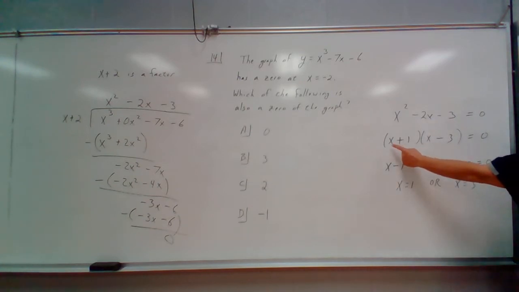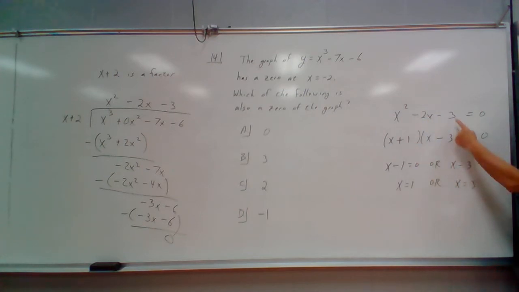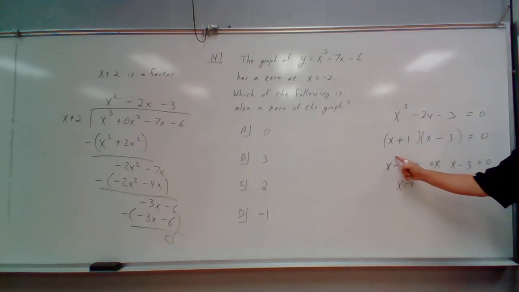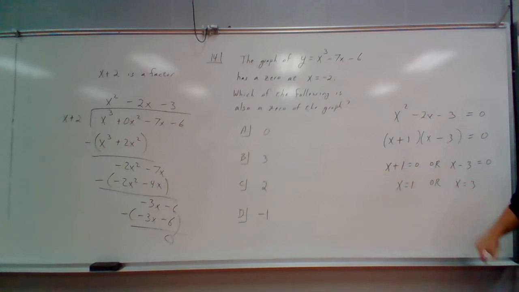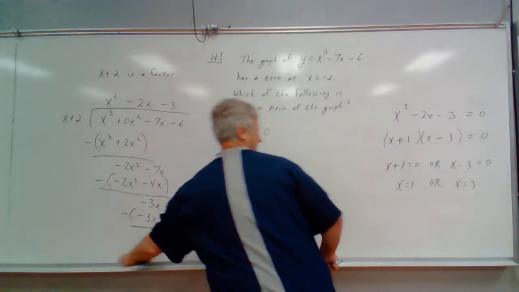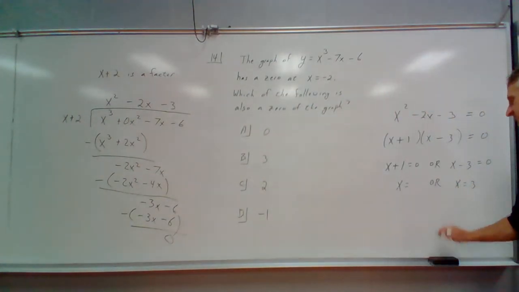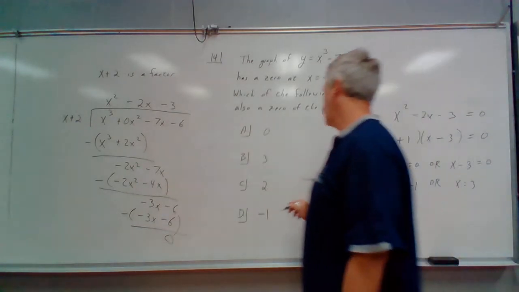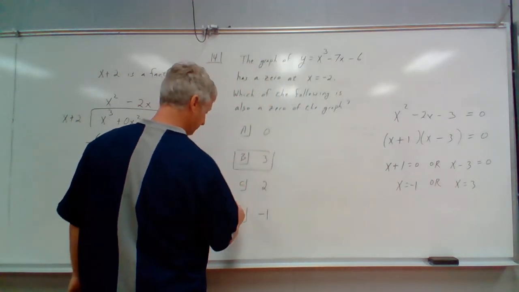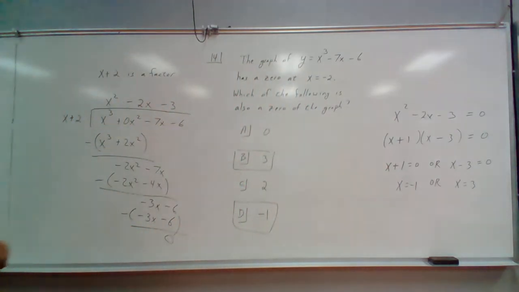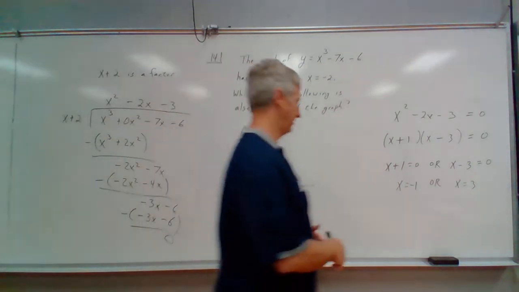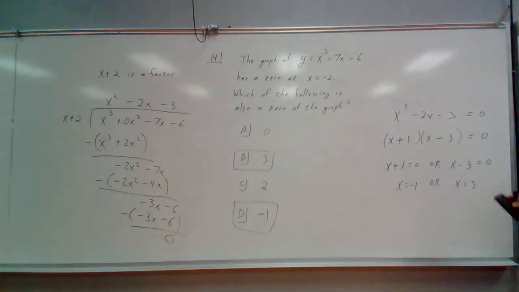All right, so let's double check. So that's x squared minus 3x plus x, that's minus 2x, it's minus 3. All right, so I'll have x plus 1 equals 0. So my answer will be x equals negative 1. And then this one, right, or x equals 3. So actually we should have both of these being roots of the graph. All right, I went really fast on that, so let me back up and try to go a little bit slower.